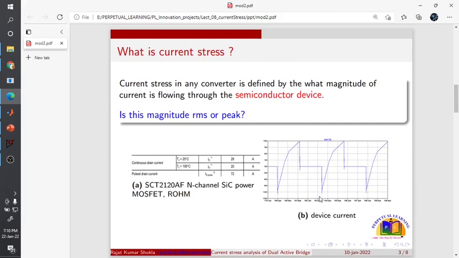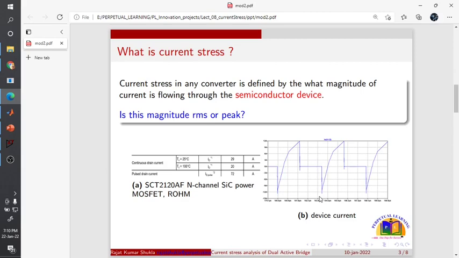So what is current stress? I'm not talking only about the dielectric bridge converter. In any converter, the current stress is defined by the magnitude of current flowing through the semiconductor devices, right? That is, what amount, or magnitude, of current flows.